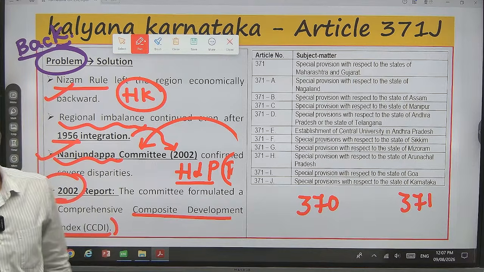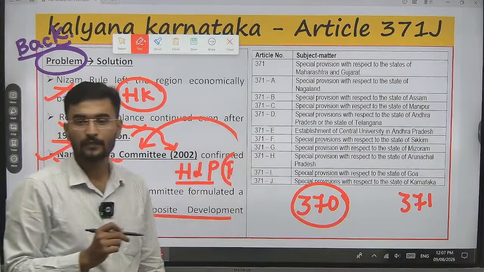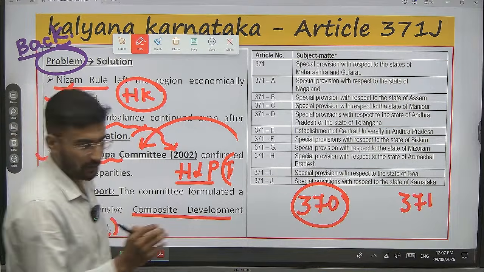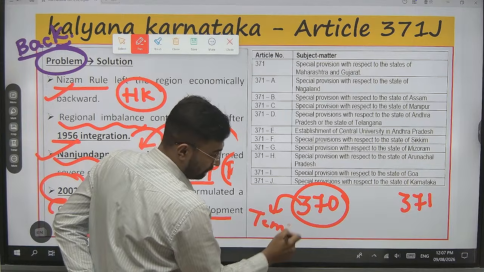Clear. Now, when we are talking about 370, what does it talk about? The special powers given to whom? Jammu and Kashmir. The special powers given to Jammu and Kashmir were a temporary power.